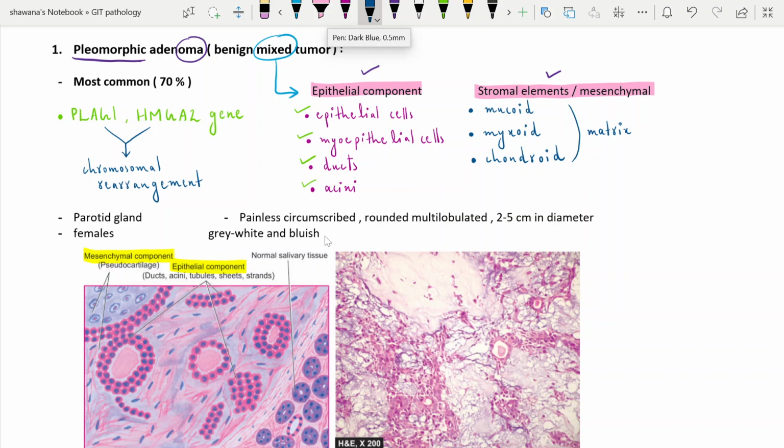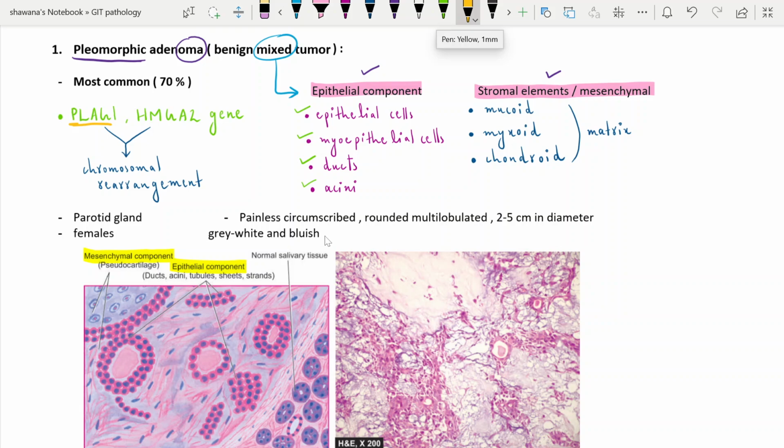The etiology is a gene defect in the PLAG1 and HMGA2 genes. In both of these genes, a chromosomal rearrangement occurs. This is the etiology for this kind of tumor. And how will we remember which genes are affected? P means pleomorphic: the PLAG gene, pleomorphic adenoma gene 1, and the HMGA2 gene. These both genes will have chromosomal rearrangement defects, and as a result, we suffer from pleomorphic adenoma.